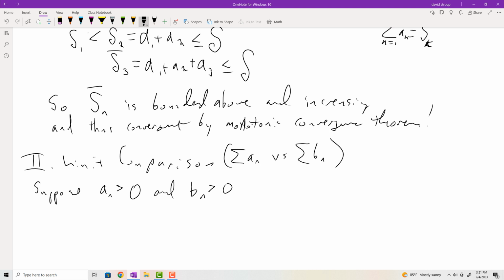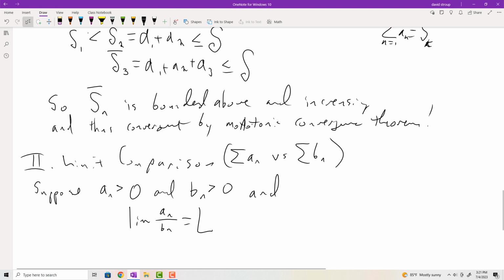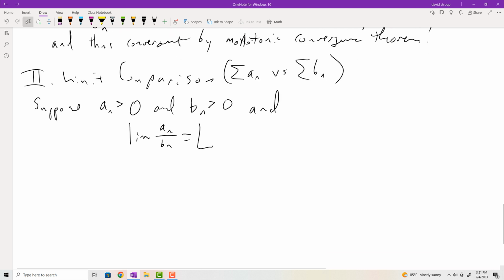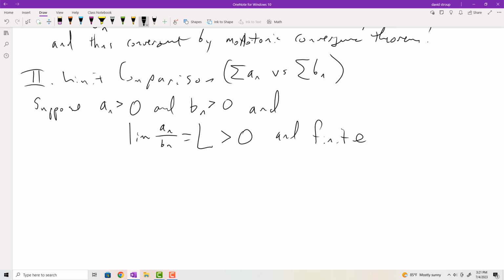So suppose we have positive, non-negative terms, and then the limit of the ratio of these terms exists. Okay, if that is greater than 0 and finite, then the two series have the same behavior.